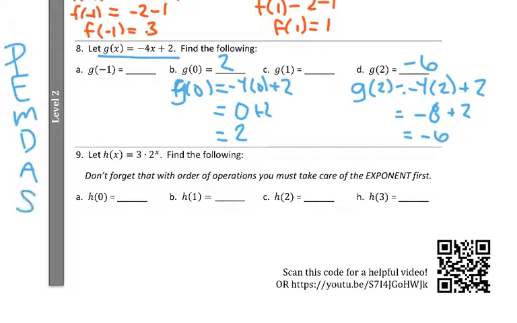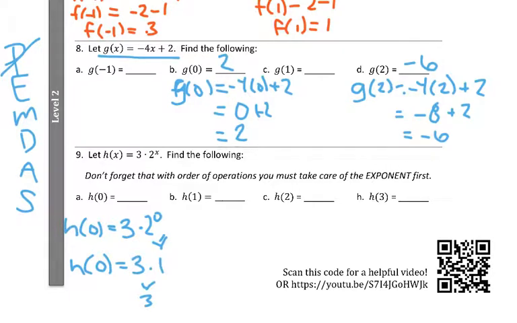Don't forget it's parentheses, exponent, which we're about to see, multiplication, division, and addition and subtraction. So I'm going to put h of 0 equals 3 times 2 to the 0 power. There's no parentheses here, but there is an exponent. So 2 to the 0th power. Use your calculator if you don't remember this, but any number to the 0th power is just 1. So h of 0 is going to equal 3 times 1, which equals 3.